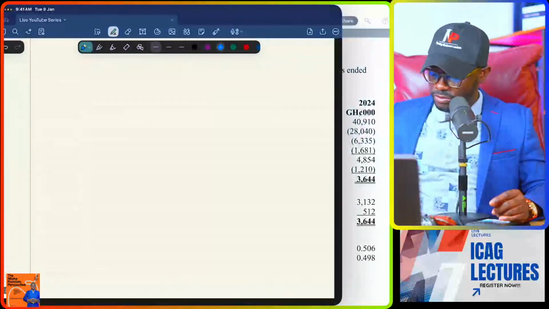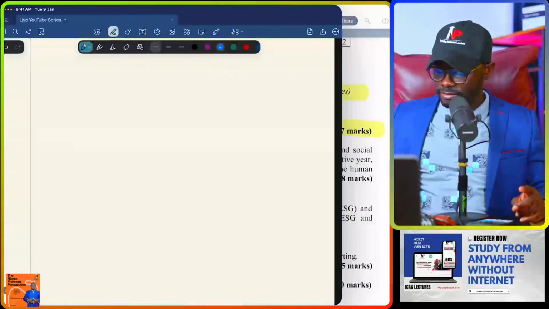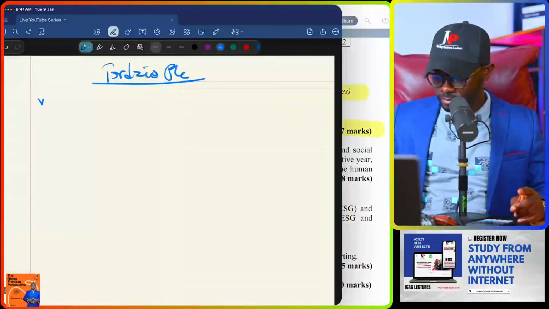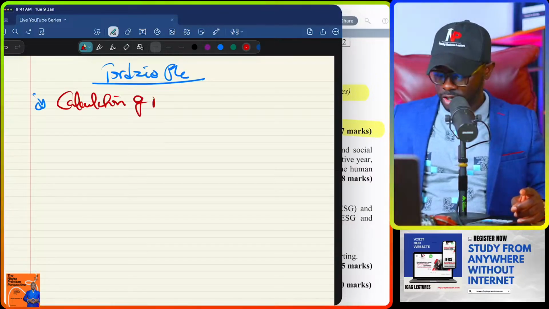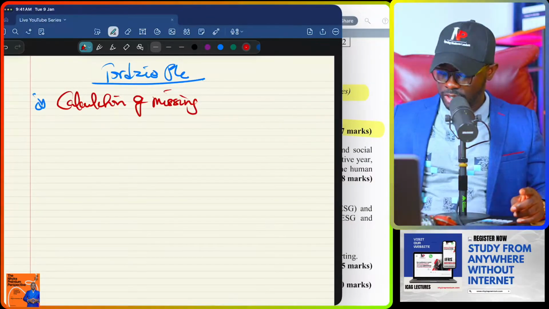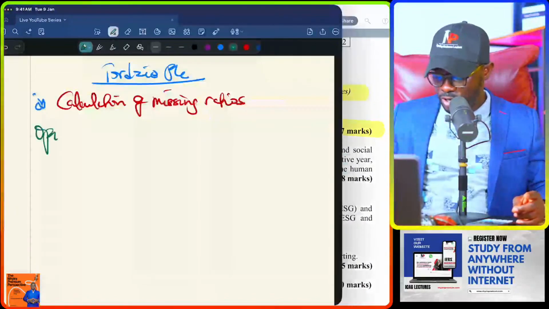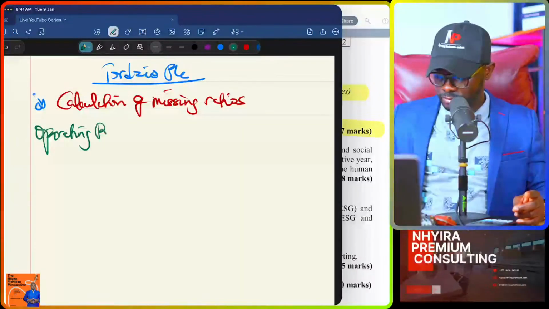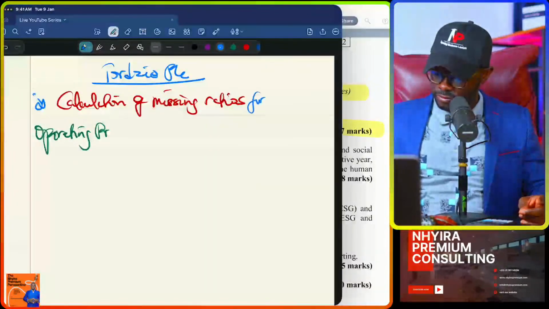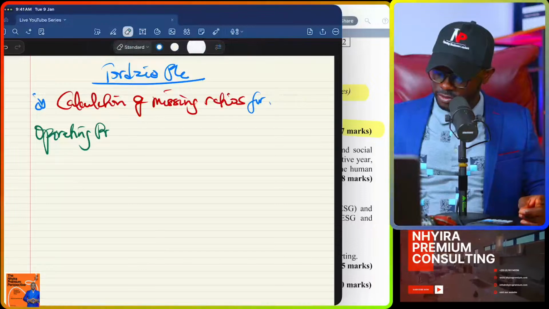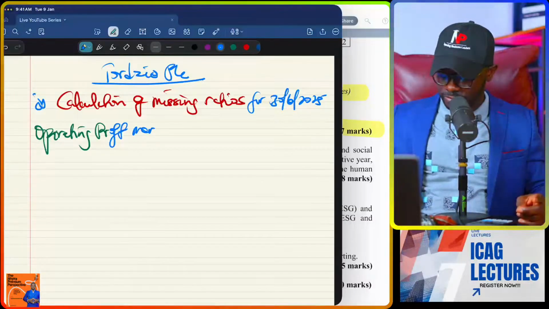And the first thing we are calculating is EBAZE operating profit margin. So, calculation of missing ratios. Operating profit margin for June 2025, right? Got to be careful. 30th June 2025. So operating profit margin.